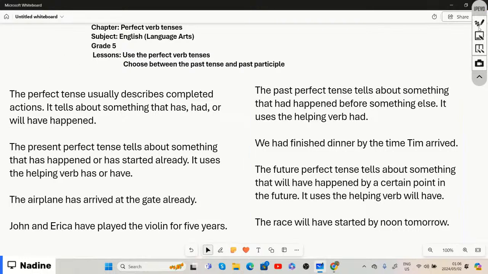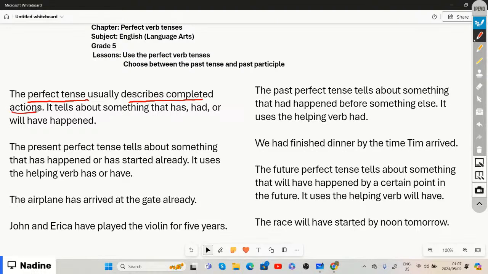So the perfect verb tense, it usually describes a complete action. It tells about something that has, had, or will have happened. So once again, we would say the perfect verb tense describes a completed action, and it tells about something that has, had, or will have happened.